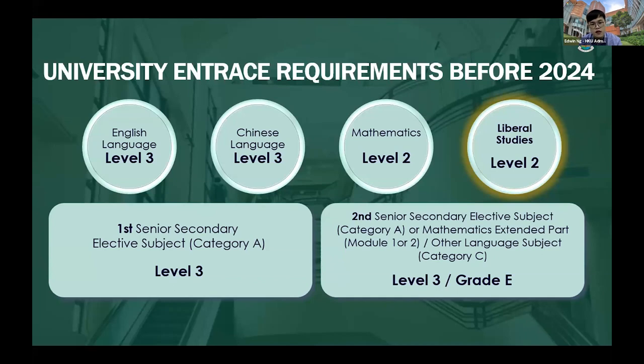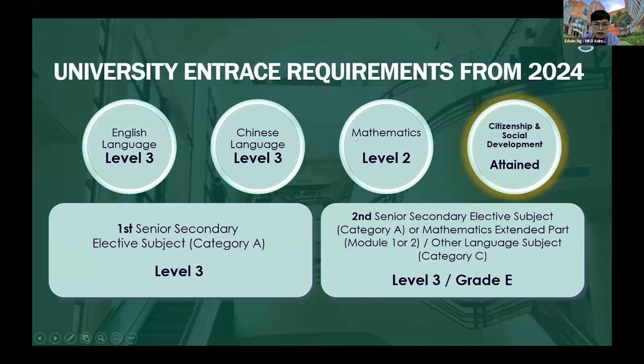secondary elective subject, level 3 or above, and the other one will be M1 or M2, or a category A elective or a category C subject. So it depends what elective or subjects you are studying. As long as you can fulfill this requirement, you can apply to Hong Kong U.